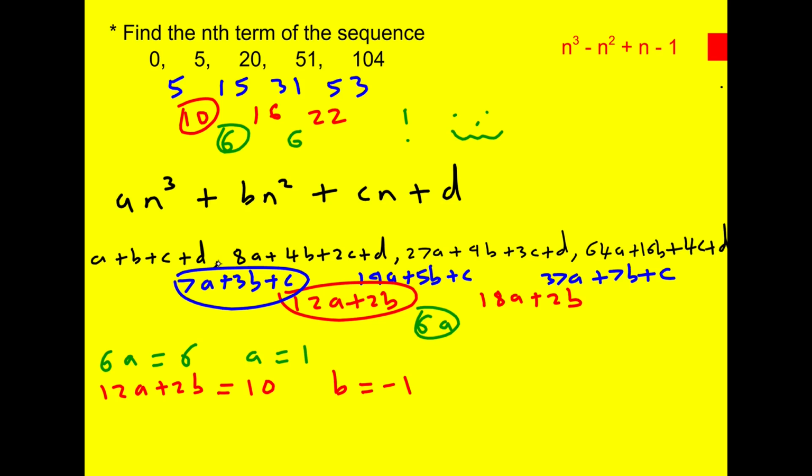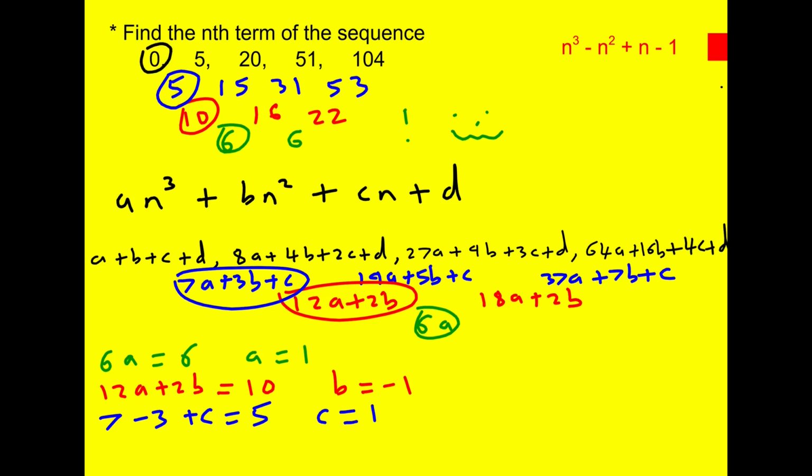7a plus 3b plus c is 5. So I'm just going to substitute straight in because they're quite nice numbers. 7 minus 3 plus c equals 5. That's 4 plus c equals 5, so c is going to equal 1.